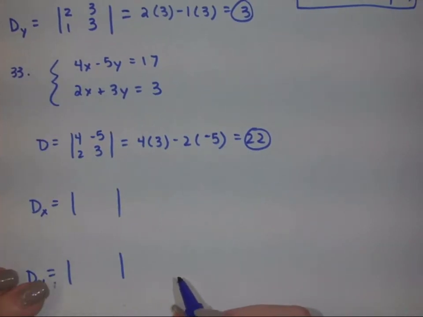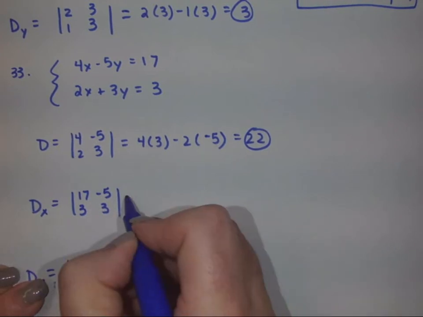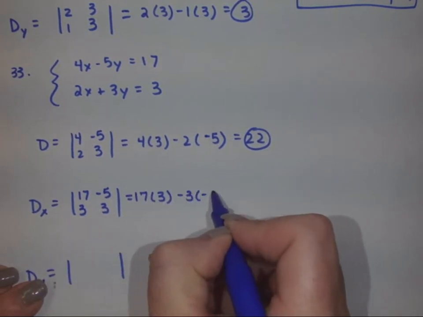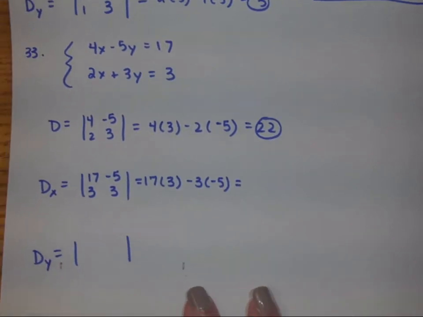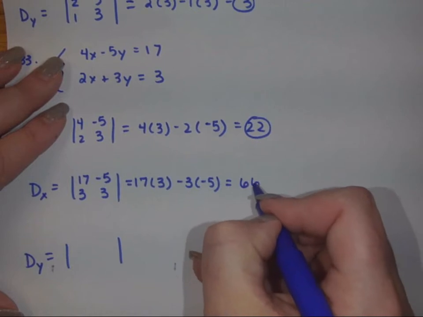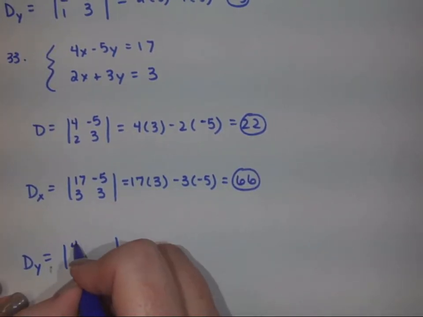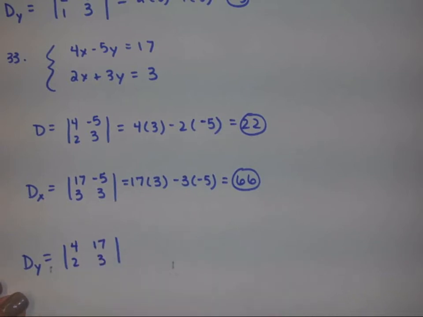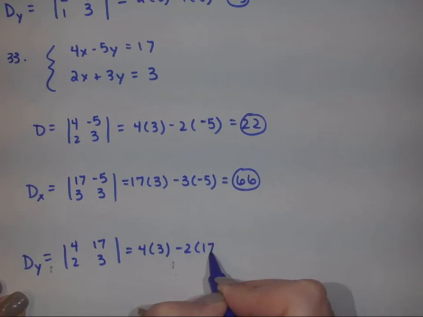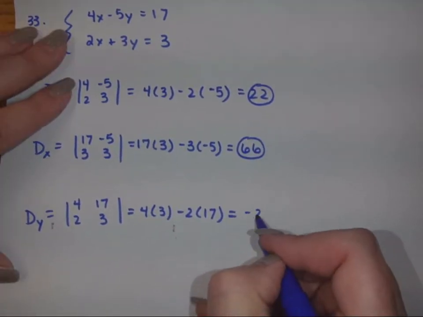D sub x is C's followed by B's. So that's going to look like 17 times 3 minus 3 times -5. So that would be 51 plus 15, or 66. And then d sub y is A's followed by C's, so 4, 2, 17, 3. So 4 times 3 minus 2 times 17. So 12 minus 34 would be -22.